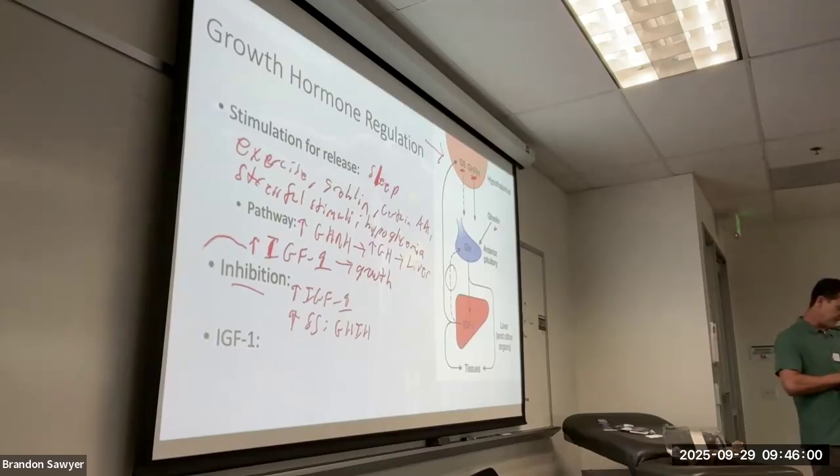The IGF-1 stuff I wanted to say right there was just that it's the hormone that's causing the growth.